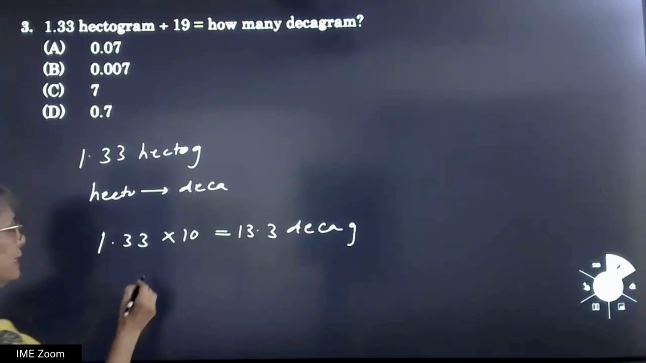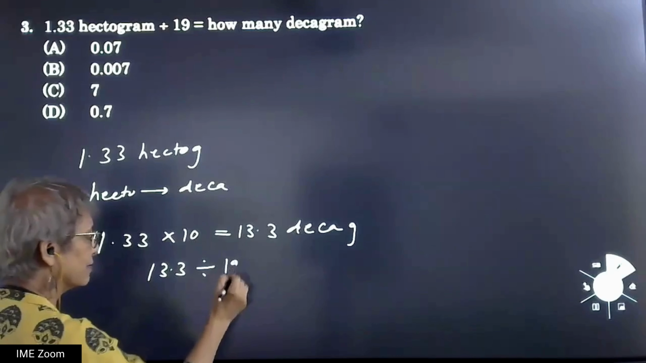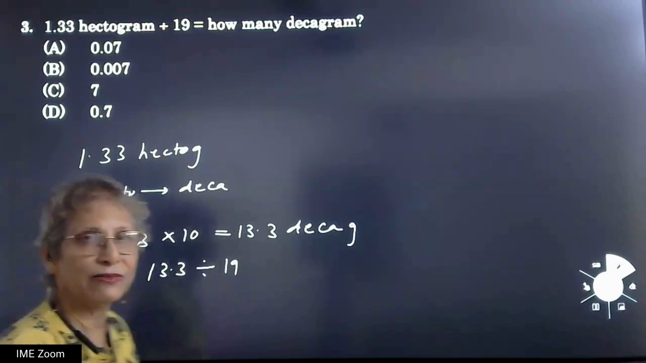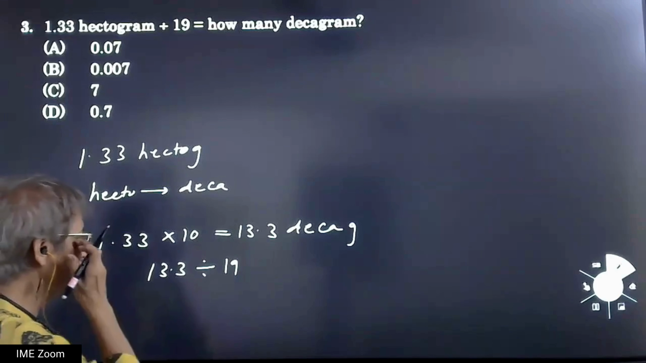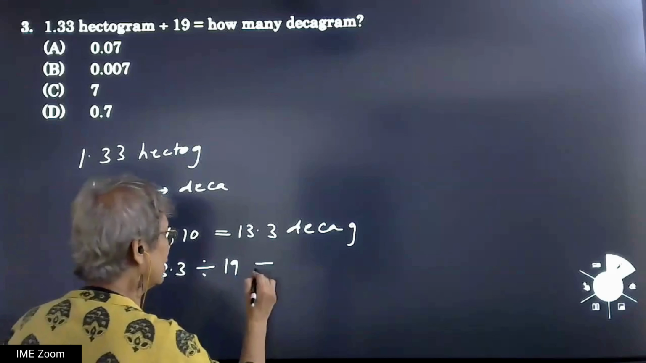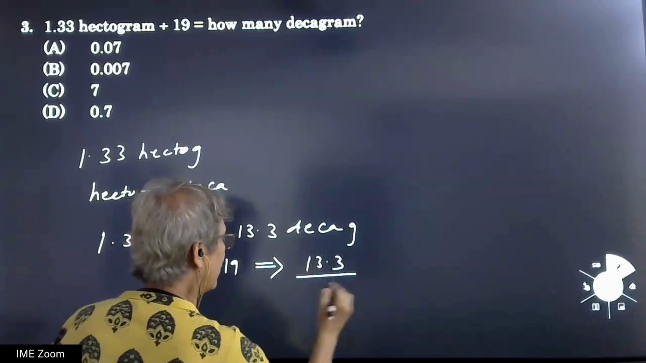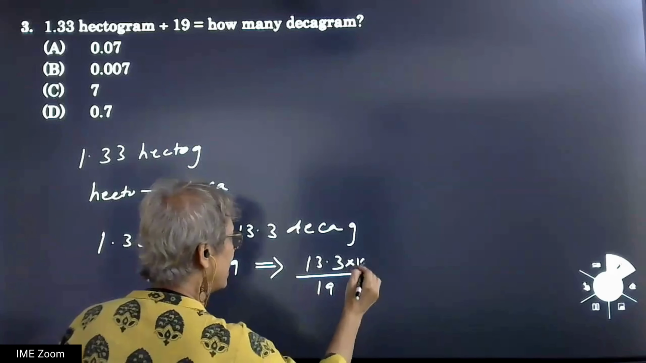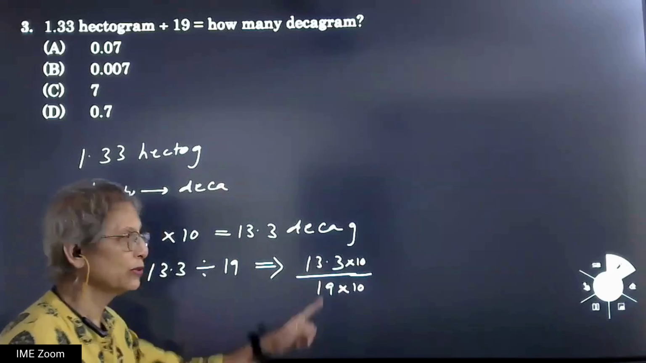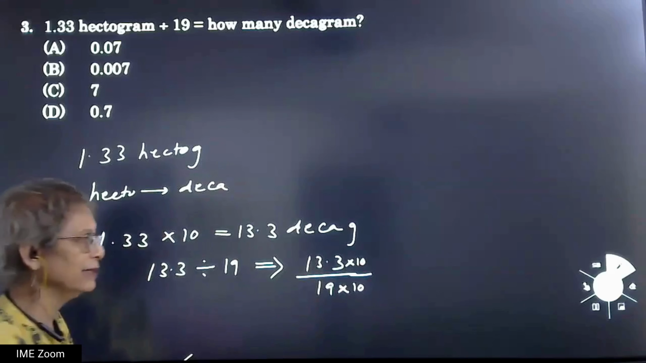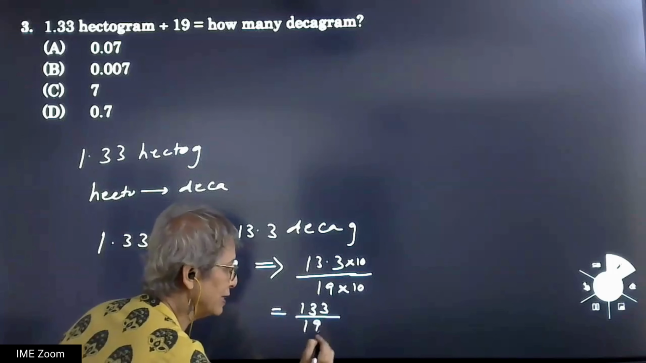And now let us divide by 19. So 13.3 divided by 19. So 19 sevens are 133. But here it is 13 point. We can do one thing like this. There are 2-3 ways of doing this calculation. 13.3 upon 19. Just multiply by 10 to remove the decimal point. To remove the decimal point, we can multiply by 10 and we'll get 133 upon 190.